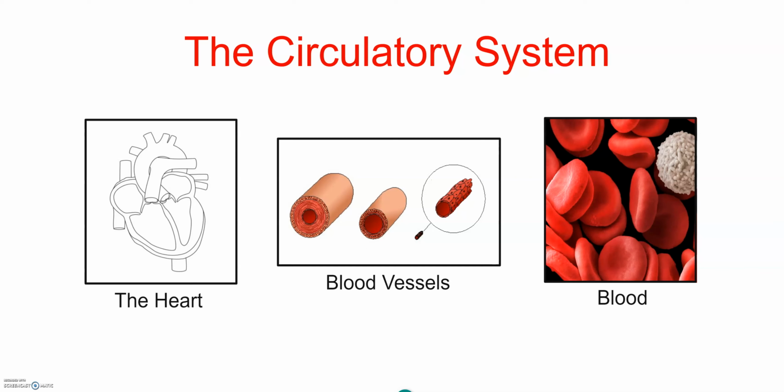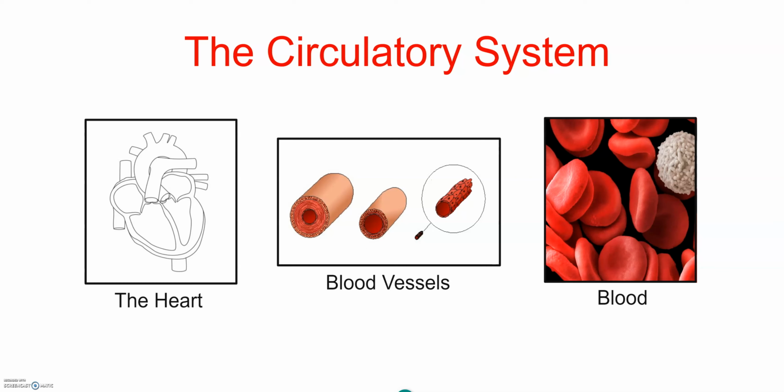Welcome to today's lesson on the circulatory system. Now, what is the function of the circulatory system? Well, the function of the circulatory system is to transport materials around the body. There are many materials that need transporting. These include oxygen, carbon dioxide, nutrients, hormones, and waste chemicals.